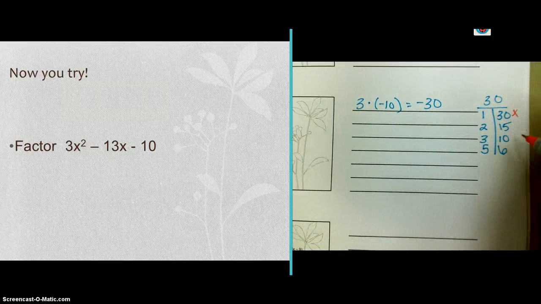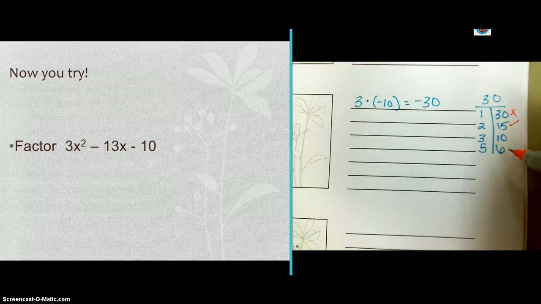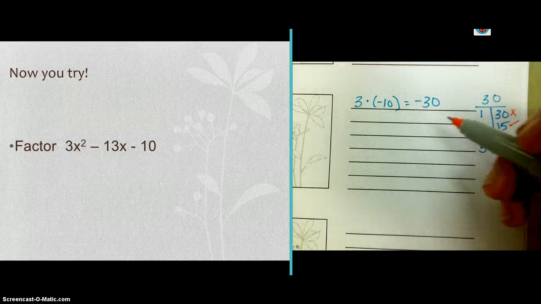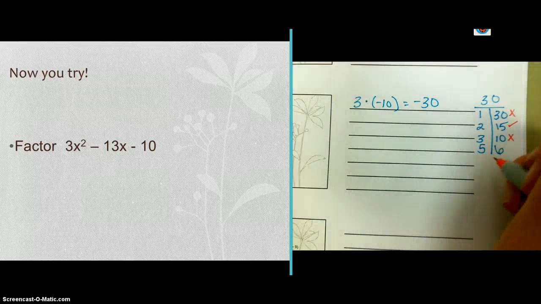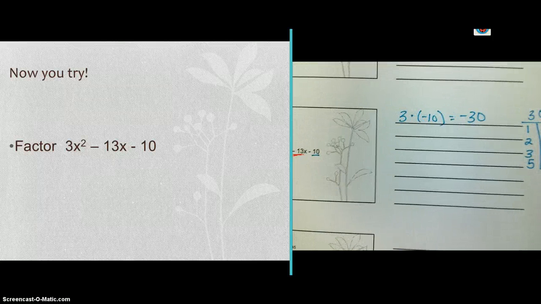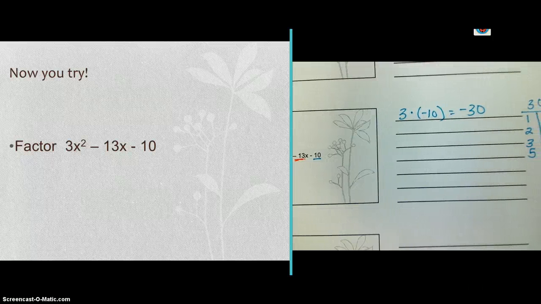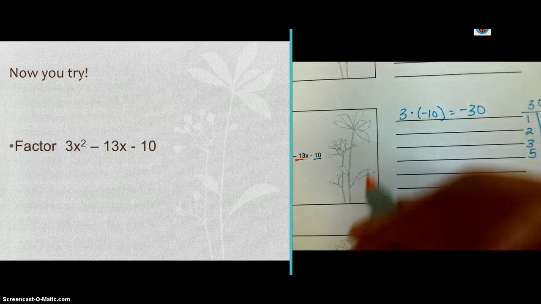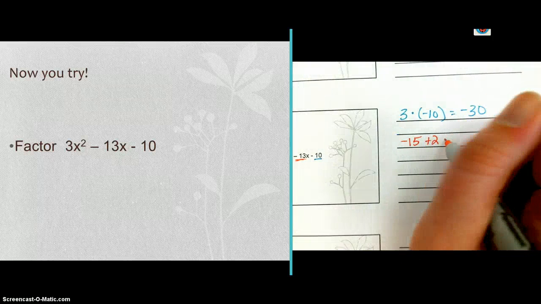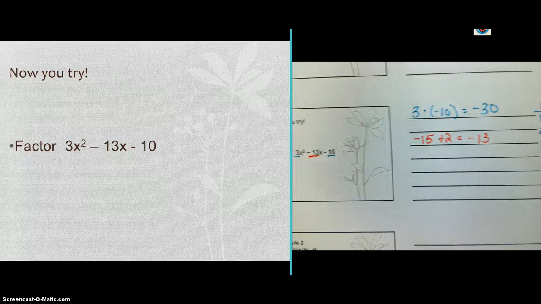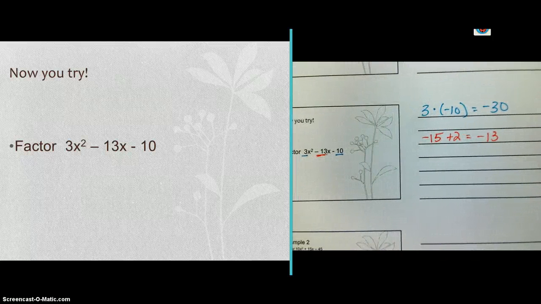2 and 15, that could give me 13. 3 and 10, that one looks like it could give you 13 because 3 plus 10 is 13, but actually because one of them has to be negative, that cannot give me 13. And 5 and 6, one of them has to be negative, that can't give me 13 either. So I know I'm using 2 and 15, I just have to figure out which one will give me negative 13. If I make the 15 negative and the 2 positive, that gives me negative 13. So I know I'm using negative 15 and positive 2 as my factors.